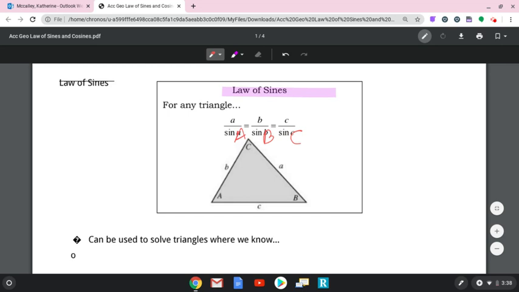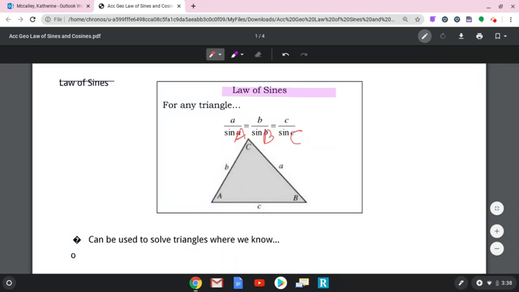So that means the ratio of side length A over the sine of angle A is equivalent to the ratio of side length B over the sine of angle B, which would be equivalent to the ratio of side length C over sine of angle C. This is our law of sines for a triangle.